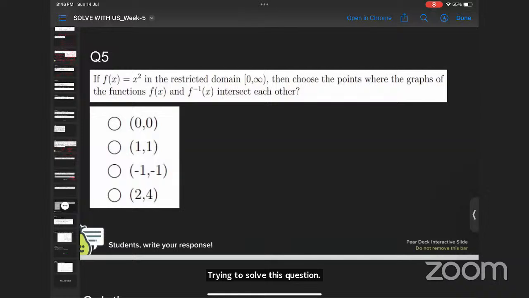Why is the last option wrong, ma'am? It is decreasing within the given domain. Which question are you talking about? That 5.2, ma'am. I already posted it. Okay. Let me first finish this question, then we will pick it.